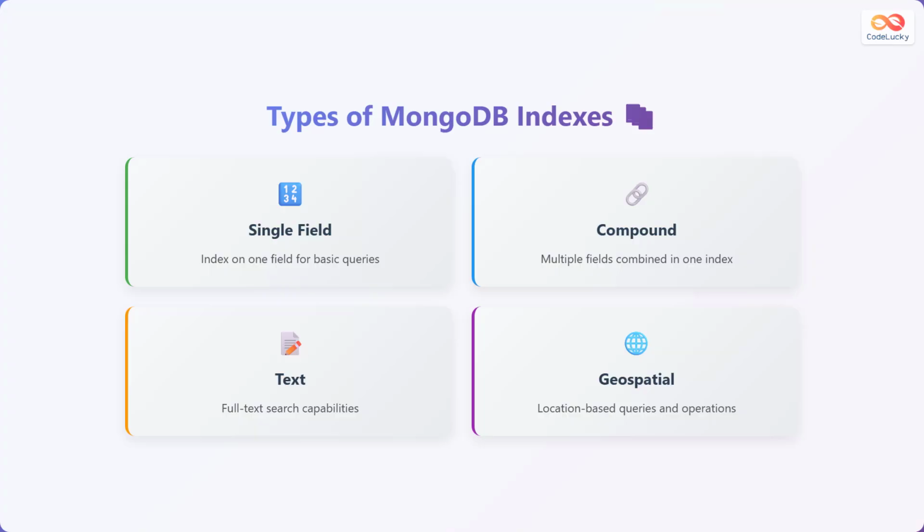Types of MongoDB indexes. Single field. Index on one field for basic queries. Compound. Multiple fields combined in one index. Text. Full text search capabilities. Geospatial. Location-based queries and operations.